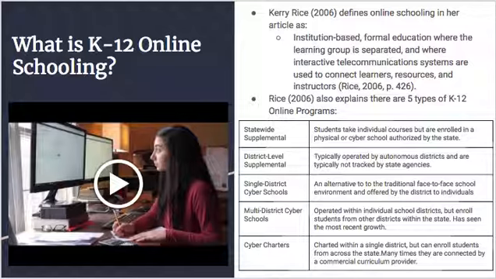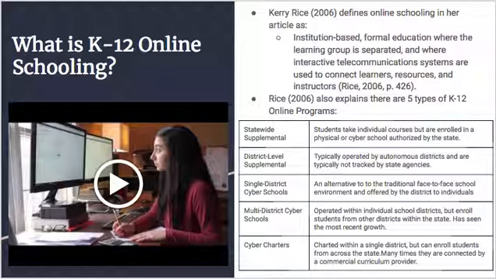Our first point is Carrie Rice from 2006, an article, defines online schooling in her article as institutional based formal education where the learning group is separated and where interactive telecommunication systems are used to connect learners, resources, and instructors. She also later breaks it down into 5 main types of K through 12 online programs.